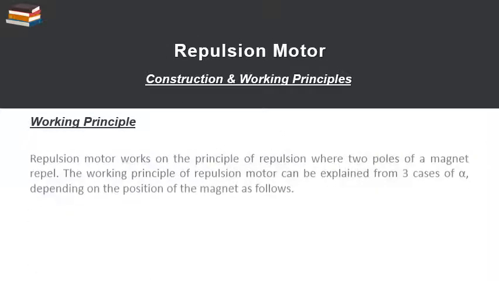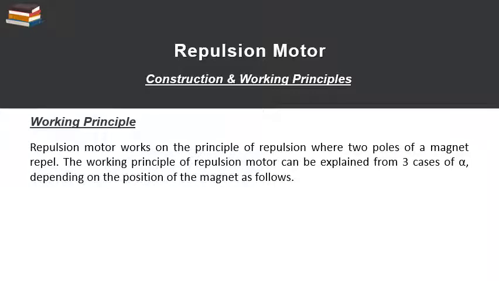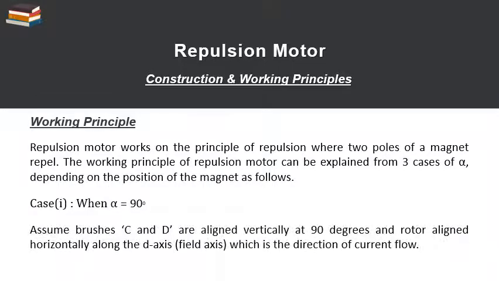Next is the working principle of the repulsion motor. The repulsion motor works on the principle of repulsion, where two like poles of a magnet repel. The working principle of the repulsion motor can be explained through three cases of alpha, depending on the position of the brushes, as follows. Case 1, where alpha is equal to 90 degrees. Assume brushes C and D are aligned vertically at 90 degrees and the rotor is aligned horizontally along the D axis or field axis, which is the direction of current flow.